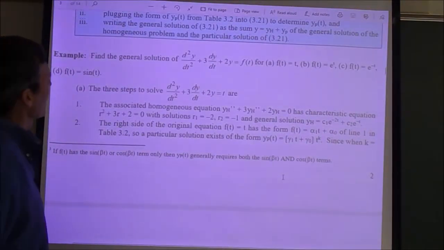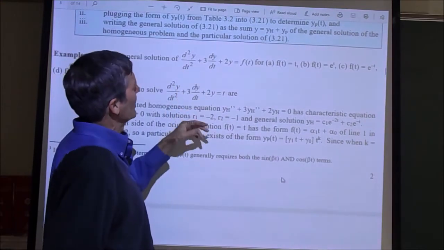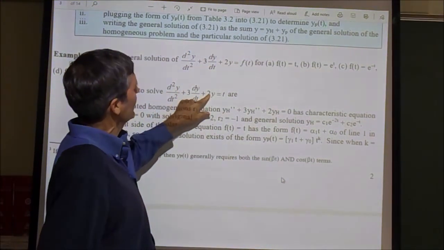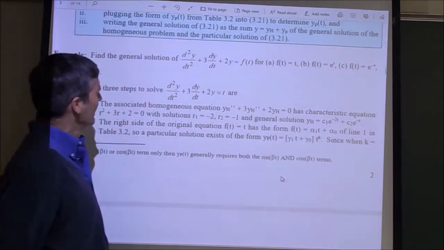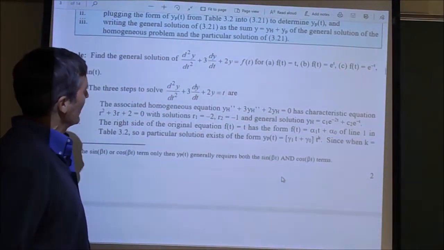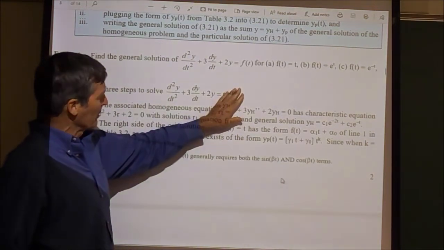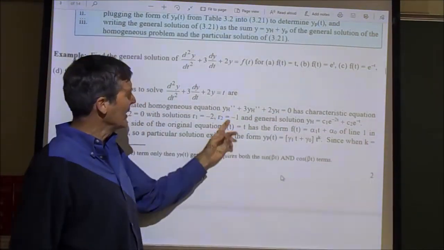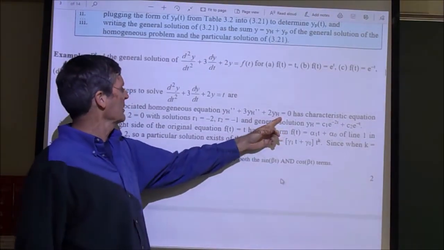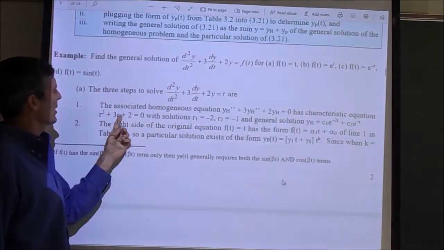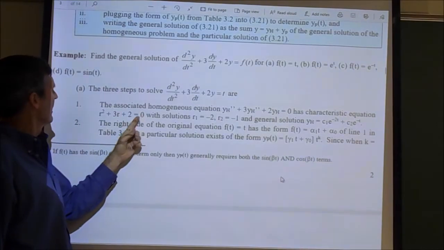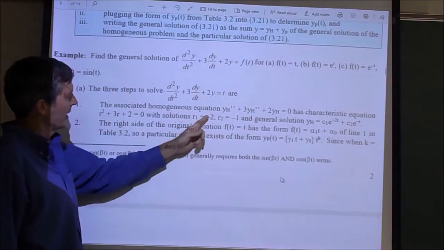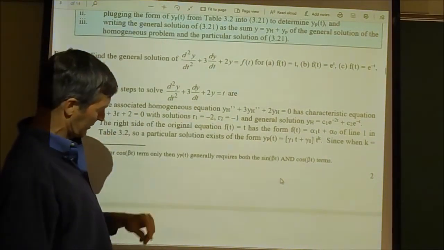Here's a great example. Suppose I have this differential equation: d squared y dt squared plus 3 dy dt plus 2y equals t. What do I have to do to solve this one? Step 1, I look at the homogeneous problem. I put 0 over here. There it is. How do I solve that one? I use the characteristic equation. r squared plus 3r plus 2 equals 0. And I factor this or apply the quadratic formula. I find that r can be -2 or -1. Those are the two solutions of it.